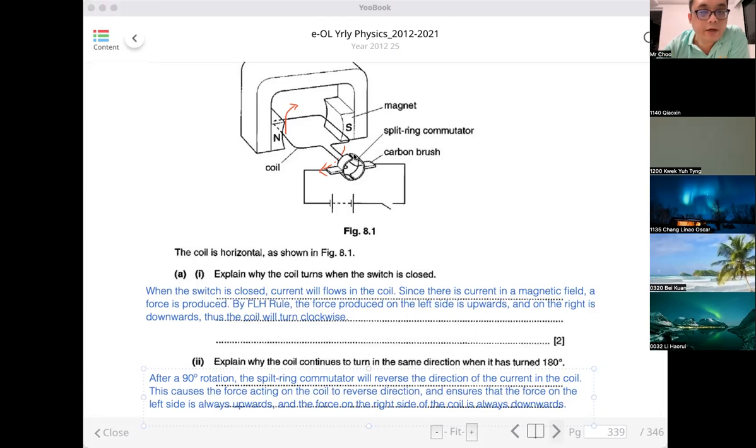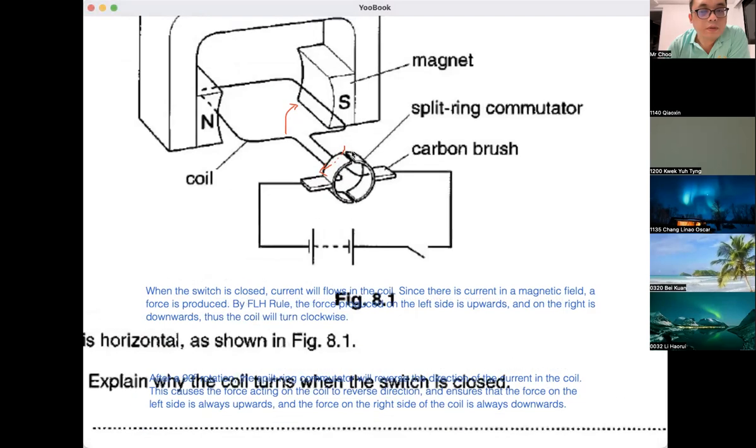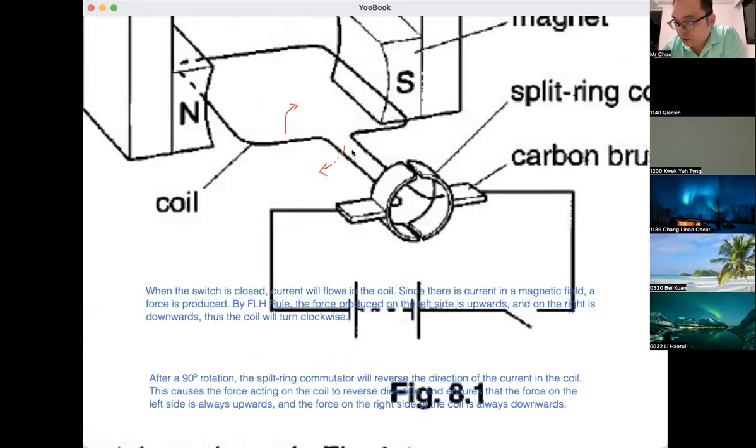So let me try to zoom in and try to explain to you all. Let me highlight this part. Can you see on the right side? This is the right side of the commutator, so the current moves in this way. It starts at the middle of the commutator. As the coil turns clockwise, turning this way, can you see? From here to here is only 90 degrees.